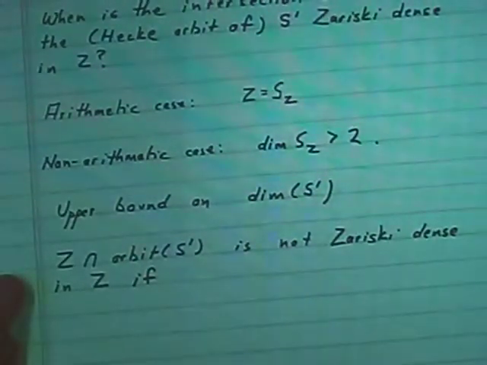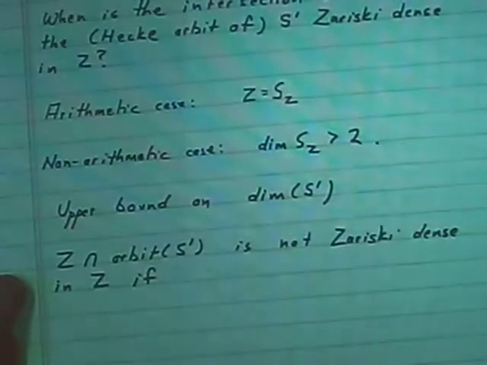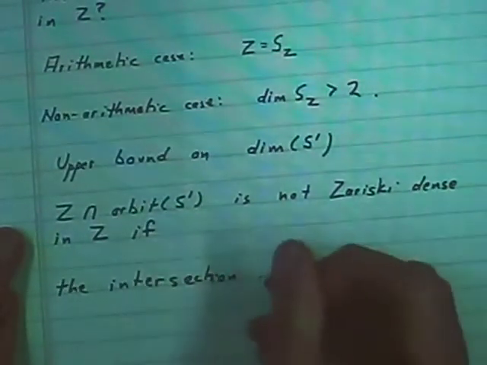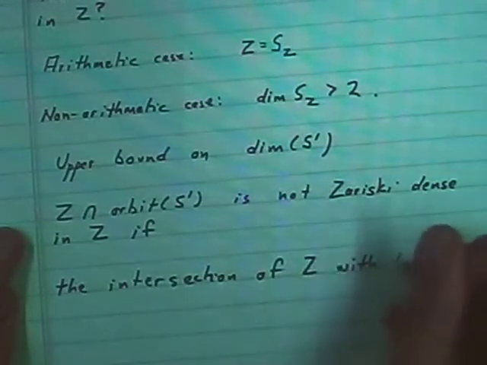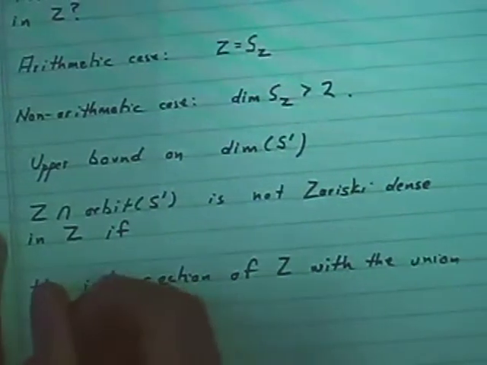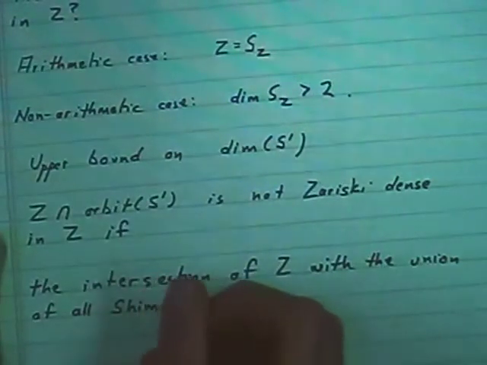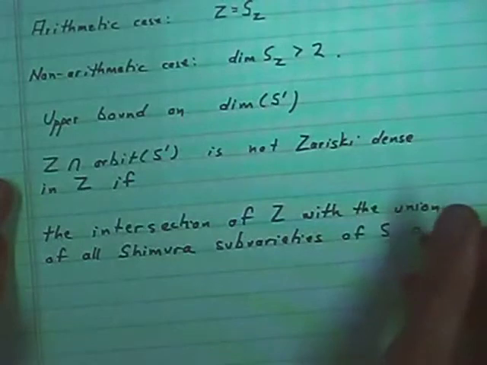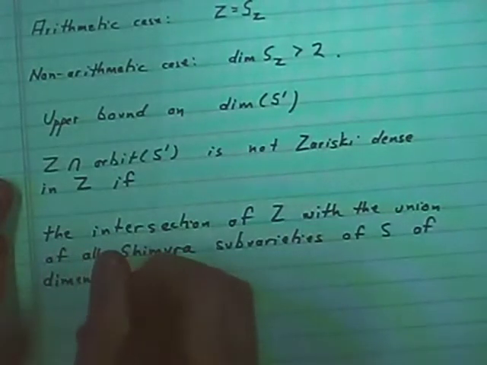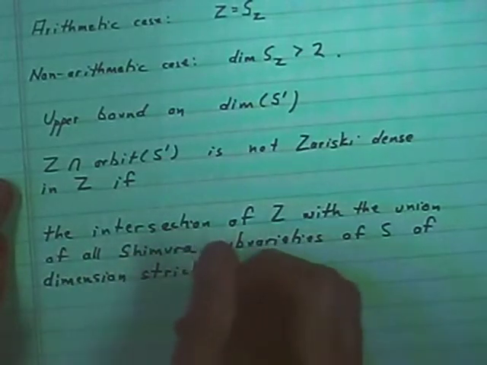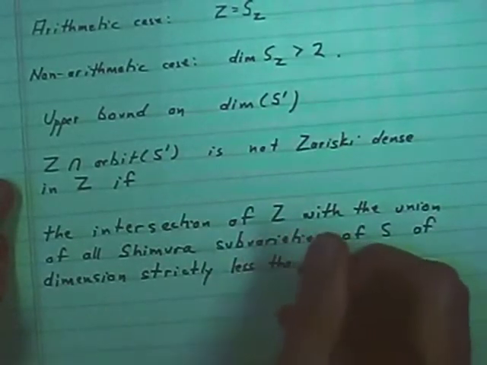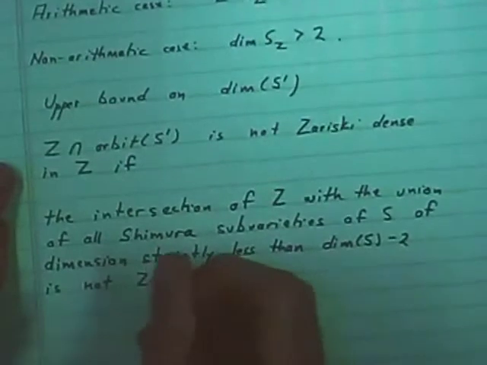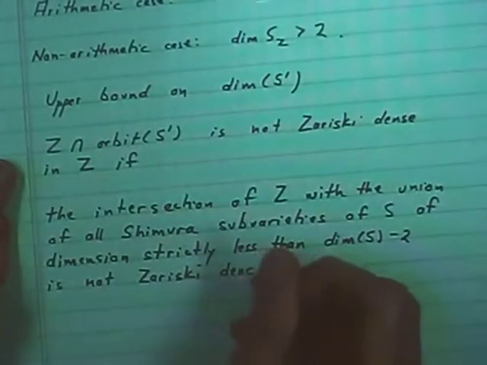So you can actually express it in a weaker form, but I want to express it in this form to show the link with something which has been done in the theory of Shimura varieties. If the intersection of Z with the union of all Shimura subvarieties of S of dimension strictly less than the dimension of S minus 2, then it is not Zariski dense in Z.